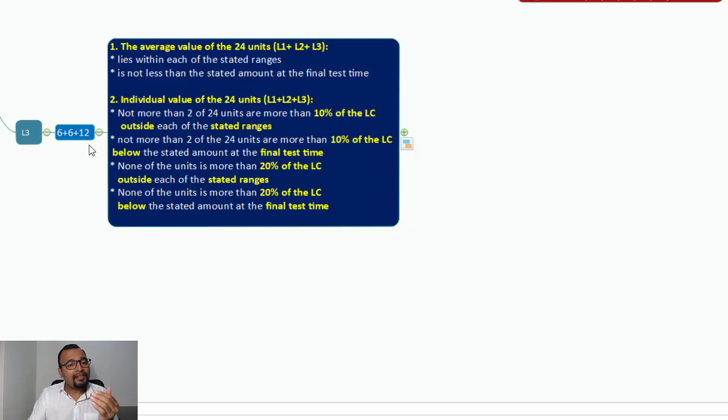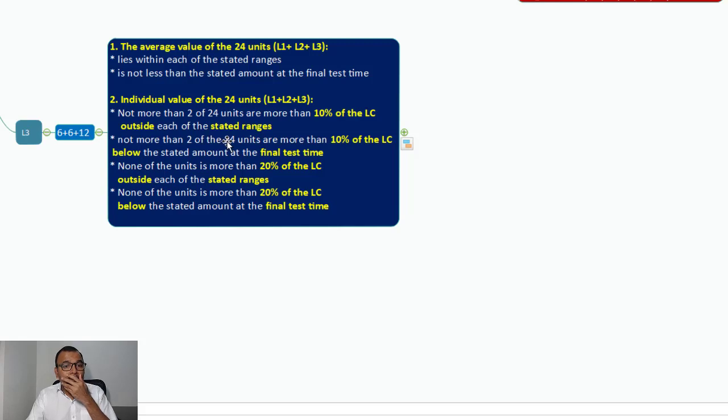So the second important criteria is for the individual test values, that is for 24 units. Not more than 2 of 24 units are more than 10 percentage of the labeled content outside each of the stated ranges. The 10% you can further expand it. So 30 becomes 20 and 50% becomes 60. So rather than 30 to 50, now our ranges have become 20% to 60%. Not more than two of the 24 units.